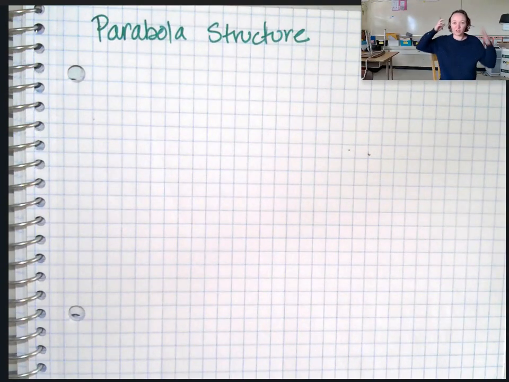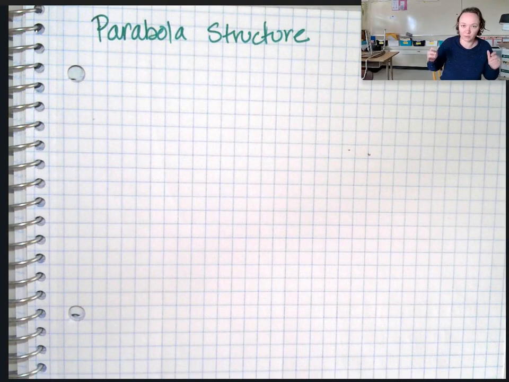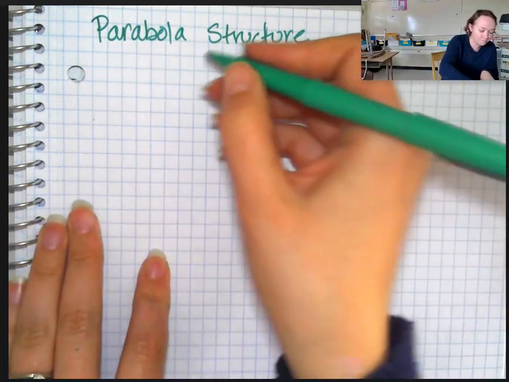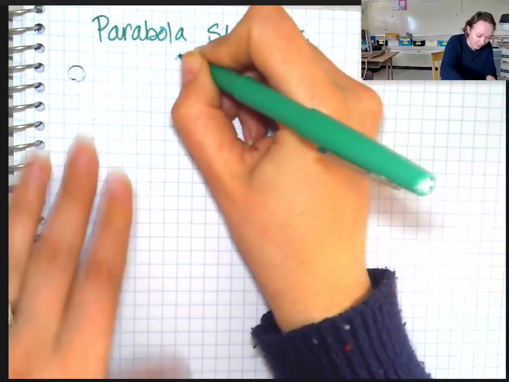Okay, in this video, we are going to learn about the structure of a parabola. We're going to review some vocabulary we've already learned, and we're also going to learn about some new relationships that we can use to help calculate missing parts of a parabola that we don't know. So let's start by making a parabola.